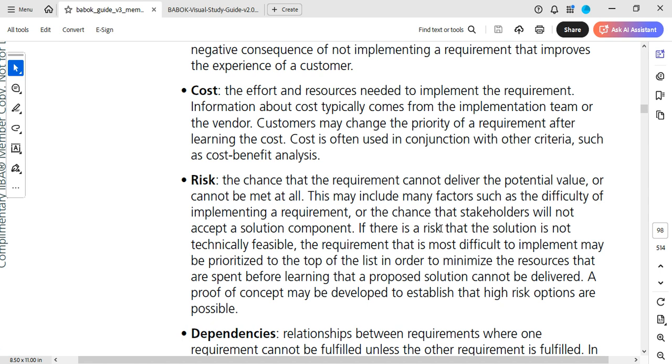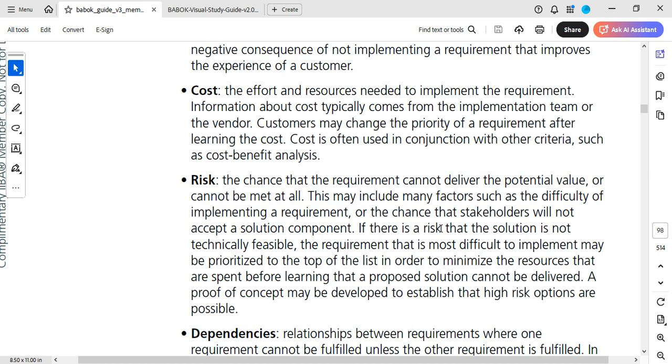So, cost benefit analysis. If we are going into this, how are we going to benefit? What would be the end result? Are we putting in $100,000 to get $50,000? So risk: the chance that the requirement cannot deliver the potential value or cannot be met at all.